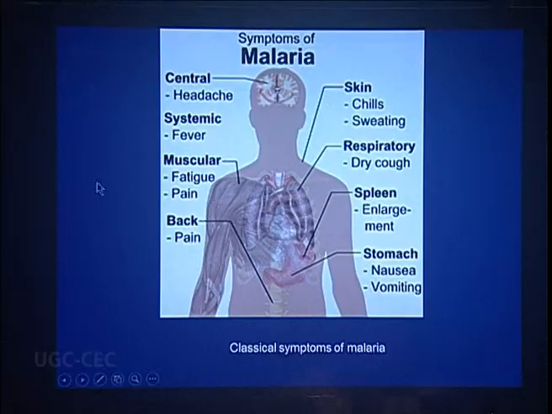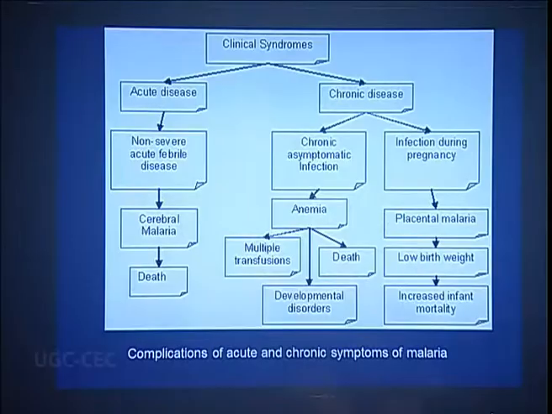So the malarial parasite invades multiple organs. Different organs are invaded. There can be symptoms like headache, muscular fatigue, back pain, chills and sweating, dry cough, enlargement of the spleen, and stomach nausea or vomiting. At the same time, there may sometimes be complications, which may be acute or chronic. The acute one may be cerebral malaria invading the brain, or the chronic may be in the form of anemia, placental malaria, or severe jaundice.